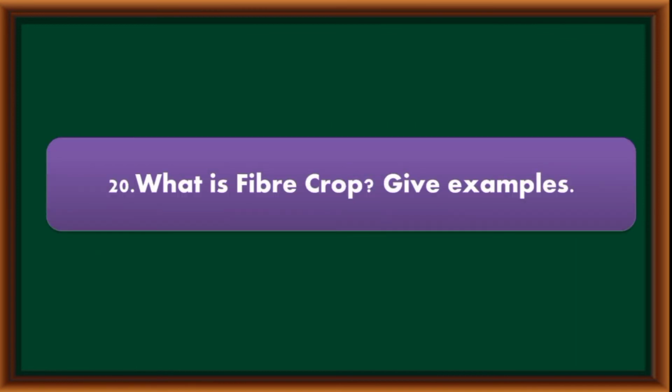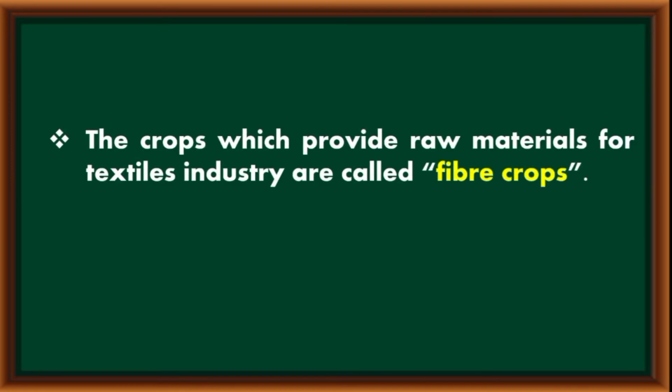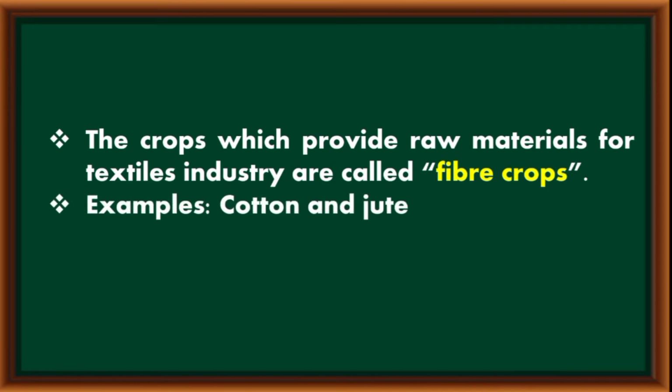Let's move to question number 20. What is a fiber crop? Give an example. Answer: The crops which provide raw materials for the textile industry are called fiber crops. Examples: cotton and jute.